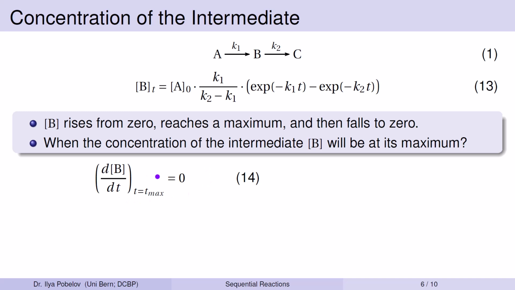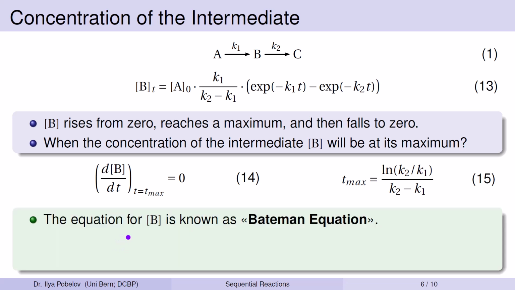By applying this condition to the previously derived expression for the concentration of B, we can set the derivative of the concentration of B with respect to time equal to 0 and solve for T max. The result of this calculation gives us the precise time at which the concentration of the intermediate is at its peak.